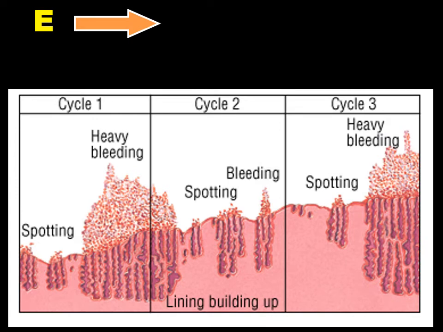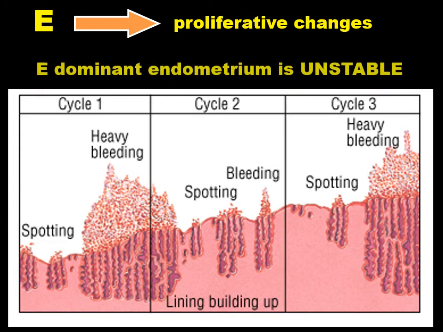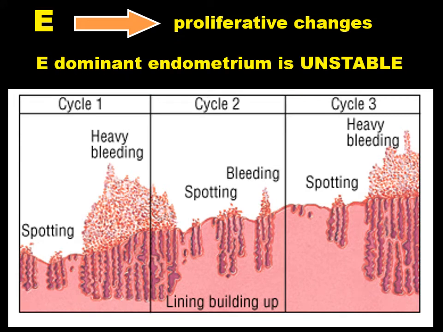Estrogen leads to proliferative changes of the endometrium, and estrogen dominant endometrium is unstable. This means estrogen withdrawal bleeding varies in the amount of blood, which can vary from spotting to heavy bleeding, in duration, one day, few days, many days, and in frequency. So estrogen withdrawal bleeding varies in amount, duration, and frequency.